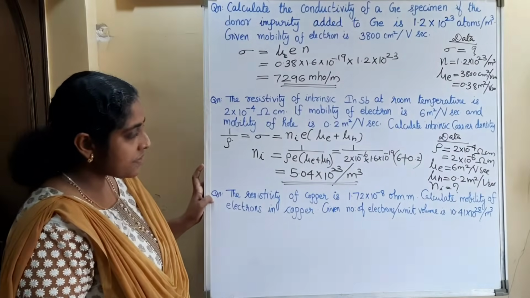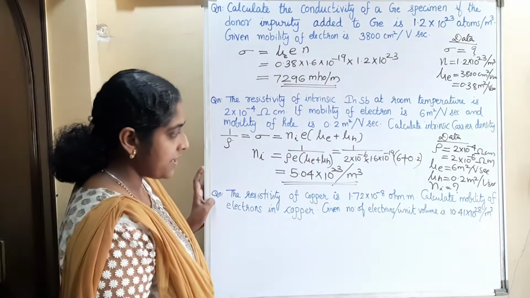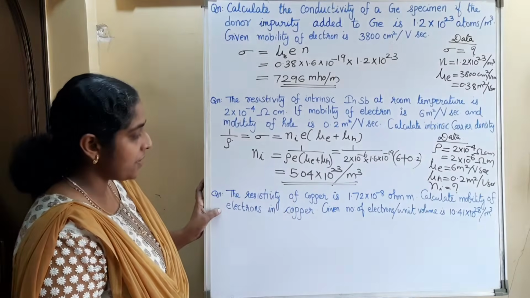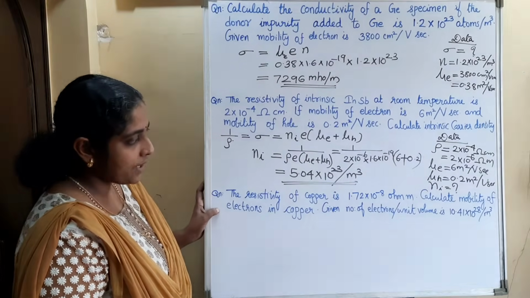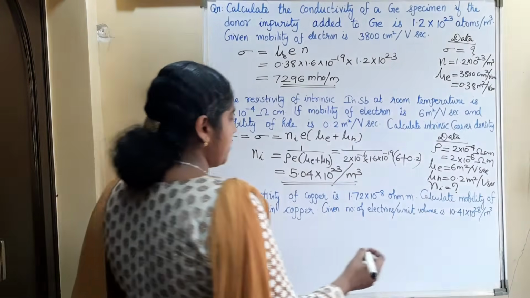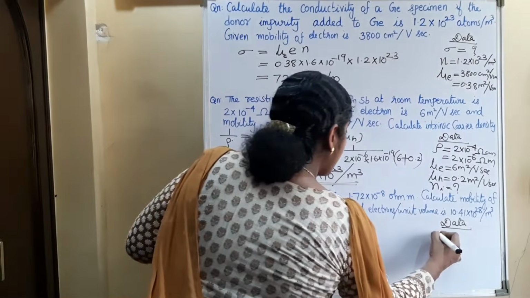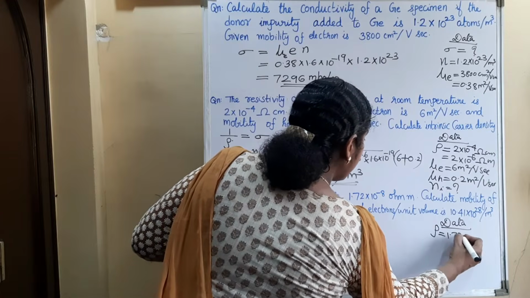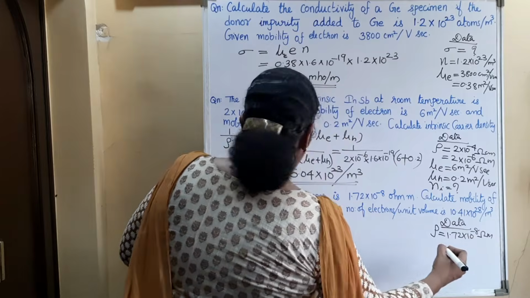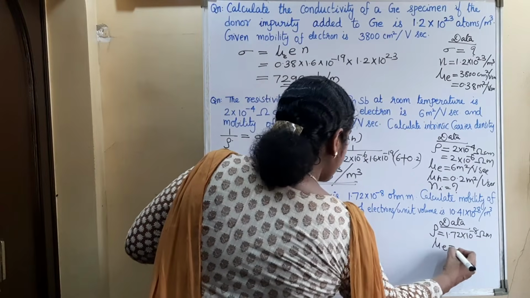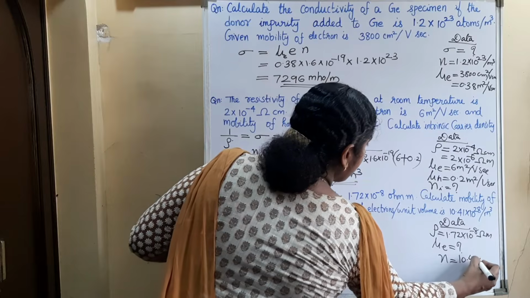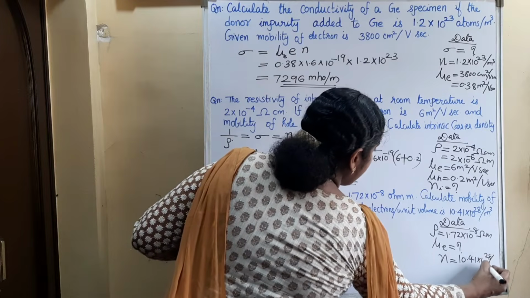Next question, the resistivity of copper is 1.72 into 10 raised to minus 8 ohm meter. Calculate mobility of electrons in copper. Given number of electrons per unit volume is 10.41 into 10 raised to 28 per meter cube. Here the resistivity is given as 1.72 into 10 raised to minus 8 ohm meter. Calculate mobility of electrons. Number of electrons per unit volume is 10.41 into 10 raised to 28 per meter cube.